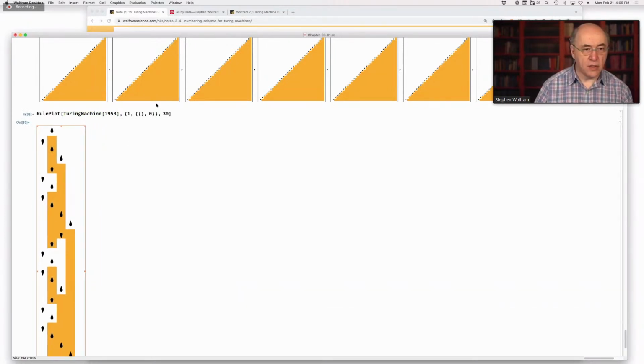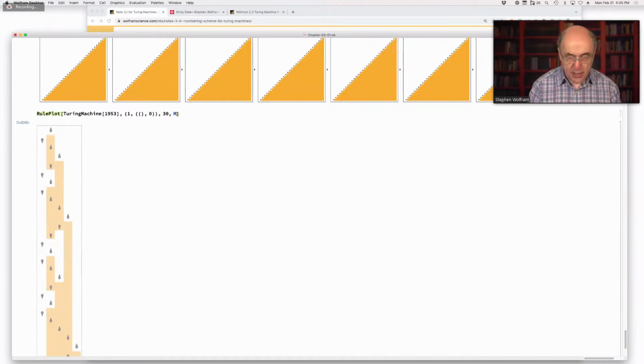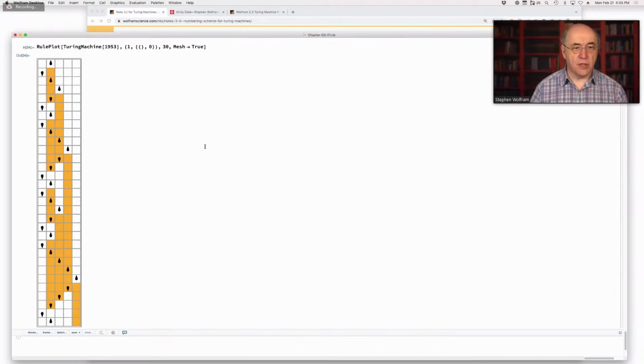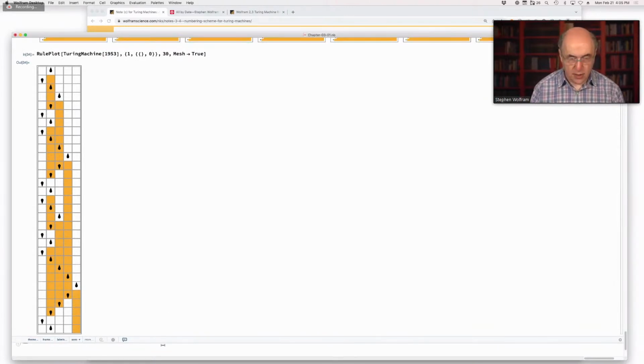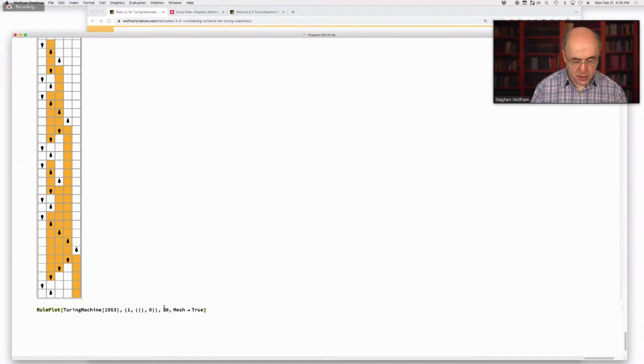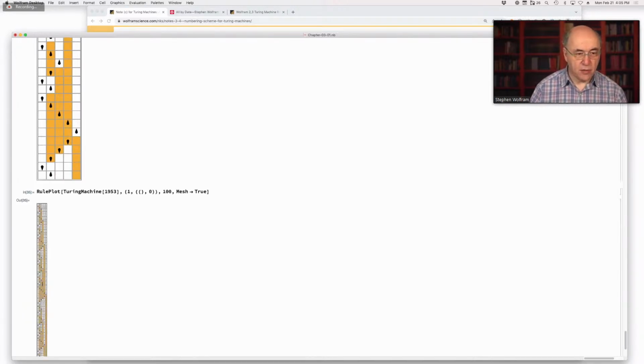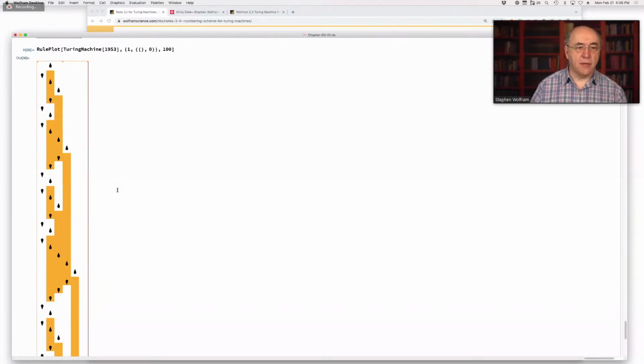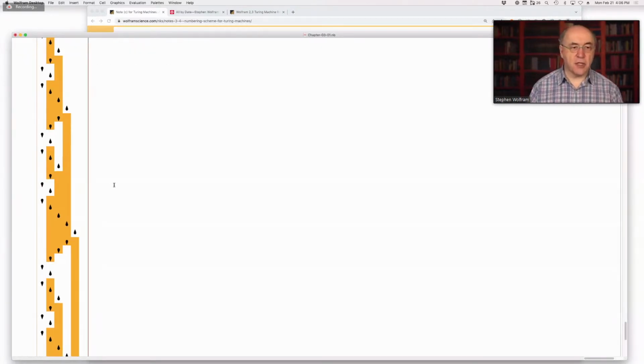Who can figure out what it's doing here? Let's go ahead and add a mesh here. There's rule 1953. What is it doing? Let's extend it a bit longer. Let's go for, say, 100 steps here. Oh, I shouldn't have put the mesh in there. Okay, a little hard to see here, but I'll tell you the answer. This is a binary counter. Eventually, this will count up in binary. It's a little bit confused in the way it's arranging things, but essentially there's the number 1000, there's 11111.